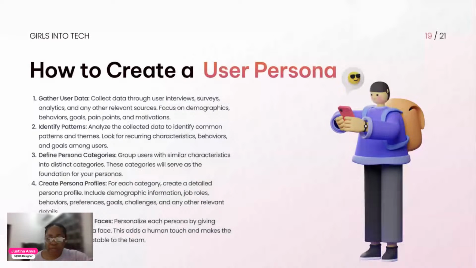So you have to assign a name. Okay, I already called him John. So assign names and faces. I've already assigned a face, like I said, this is the avatar. His name is John. He's a UI UX designer that does this, that, things like that. I've already described this persona. This adds a human touch and makes the personas more relatable to the team. Okay.